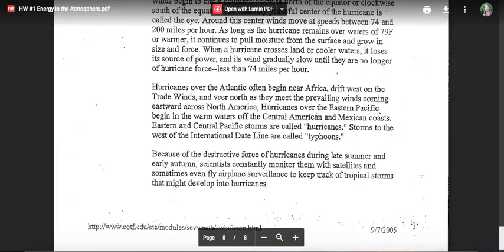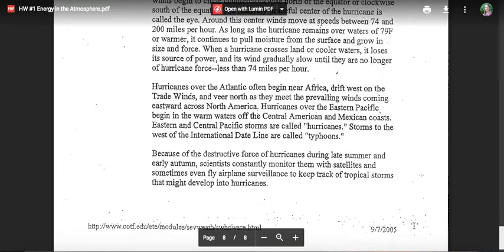Hurricanes over the eastern Pacific begin in the warm waters off the Central American and Mexican coasts. Eastern and Central Pacific storms are called hurricanes. Storms to the west of the international dateline are called typhoons. So, in Asia, they're called typhoons. Because of the destructive force of hurricanes during the late summer and early autumn, scientists constantly monitor them with satellites and sometimes even fly airplane surveillance to keep track of tropical storms that might develop into hurricanes.